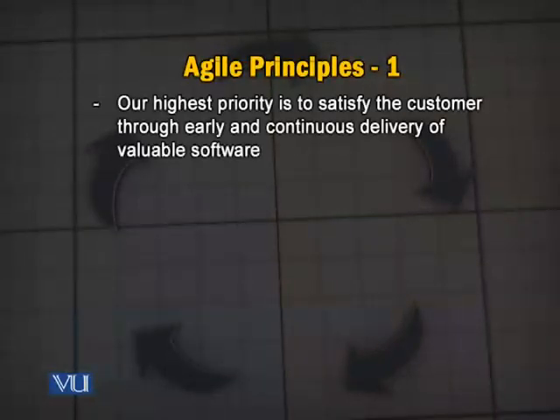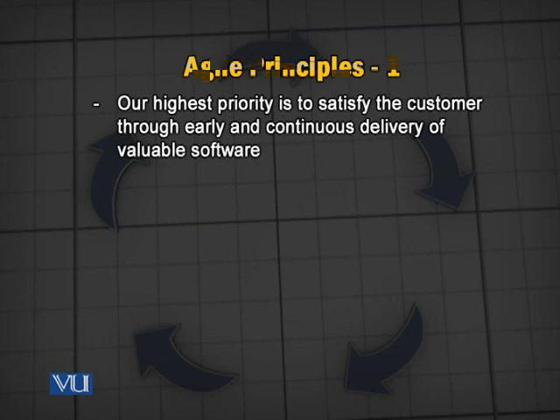Number one, our highest responsibility or priority is to satisfy the customer through early and continuous delivery of valuable software. This principle ensures that the customer gets a working copy of the software as soon as possible. So obviously the development schedules are laid out in such a way that more time is spent early on in actual writing the code as compared to planning or as compared to requirements analysis and design.